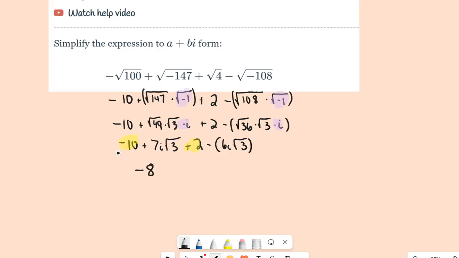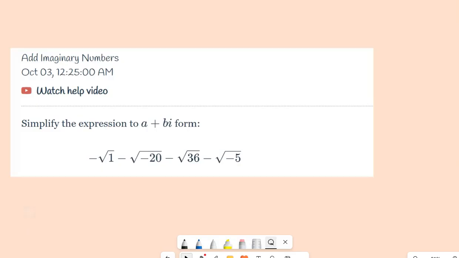And then we have 7i times root 3 minus 6i times root 3. So that's going to just be, let's see, positive i times root 3. So negative 8, that's the real part, plus i times root 3, that's the imaginary part. Okay, please try this one and then unpause when you're done.